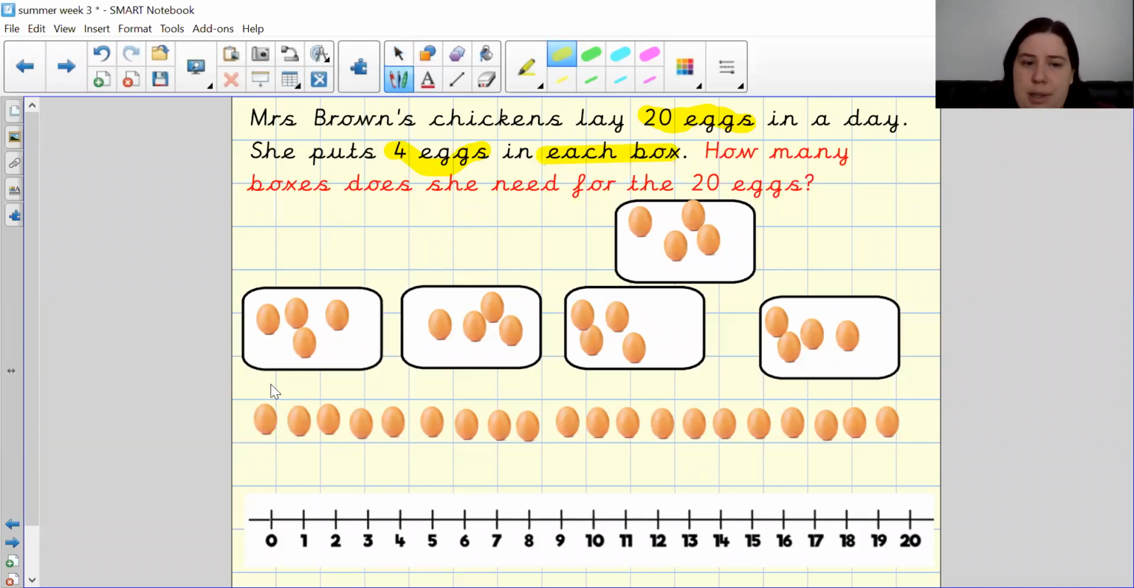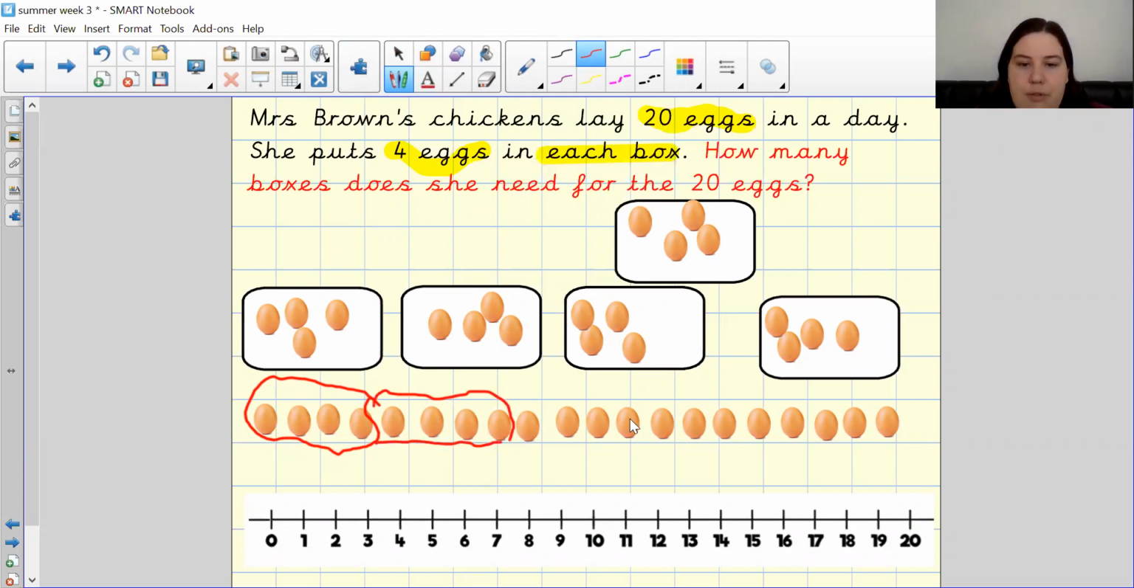The other way we could have done it without drawing the boxes, all I would have needed to do is to group them in groups of 4. 1, 2, 3, 4. And I would have drawn a circle around them. 1, 2, 3, 4. There's my second group.